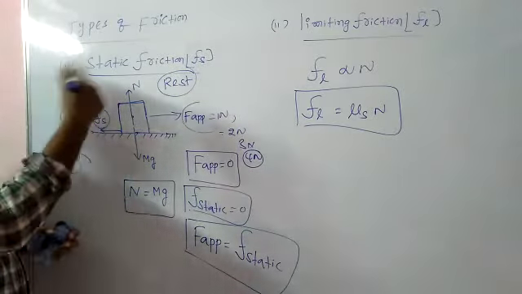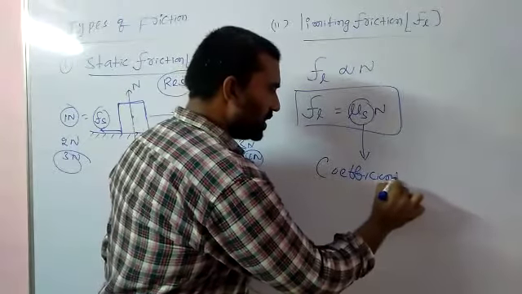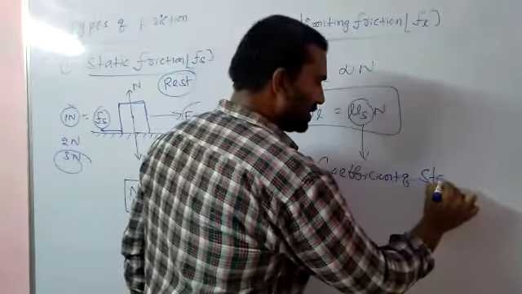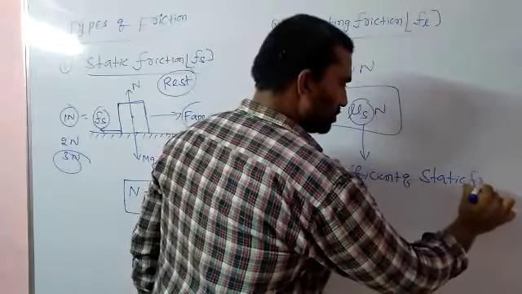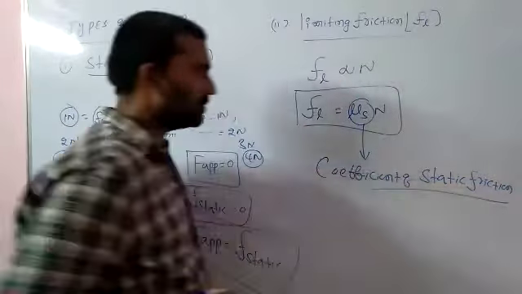Here, limiting friction is directly proportional to normal reaction. Therefore, limiting friction is equal to, after proportionality, a constant. This constant mu s is called the coefficient of static friction. Therefore, the formula of limiting friction is equal to the coefficient of static friction into normal reaction.